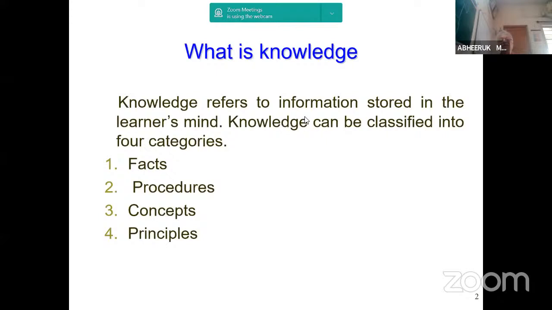So these are the 4 types of knowledge. Actually, what is knowledge? Any information stored in the learner's mind. Whatever information is stored in the learner's mind, that we call knowledge, and knowledge is these 4 types: facts, procedures, concepts, and principles. Initially, I shall define these. Define means I just tell very briefly about these 4.